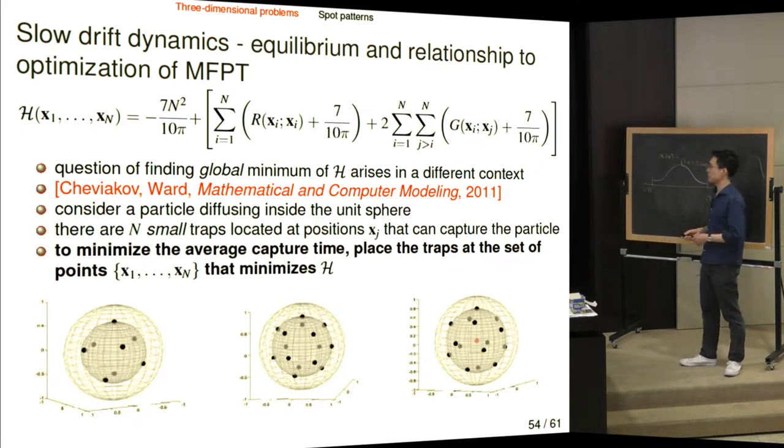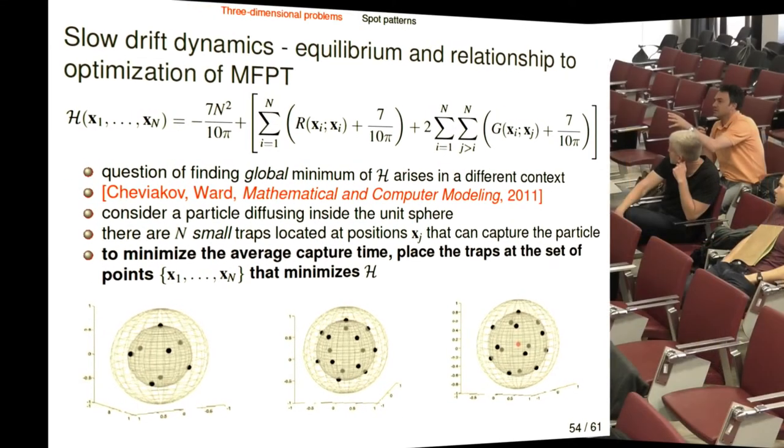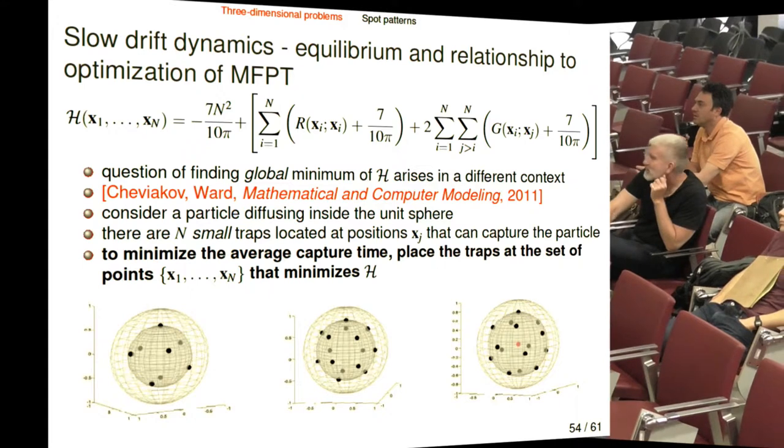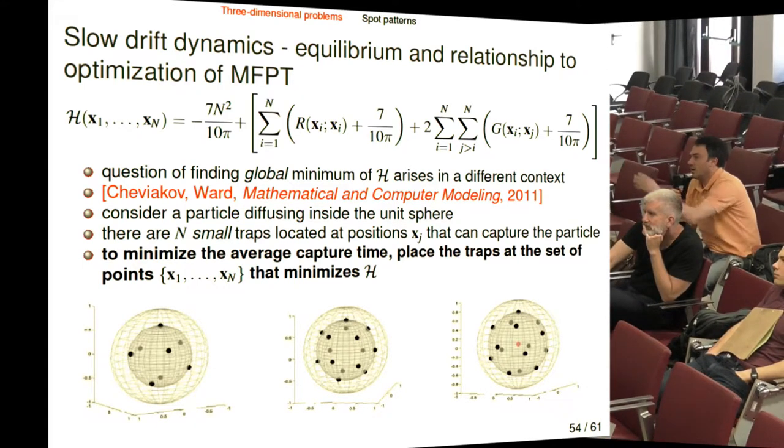Here it looks like R and G describe an interaction, but it's a pairwise interaction. You should also have some three-body interaction or more. So is this an approximation that you make, or how do you get this R and G? Why do you only have pairwise interaction?